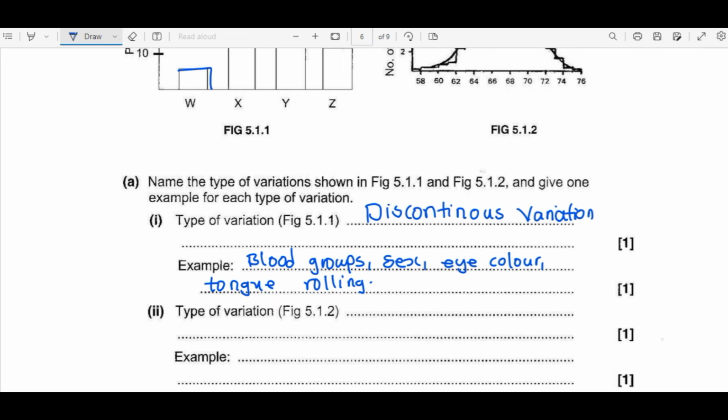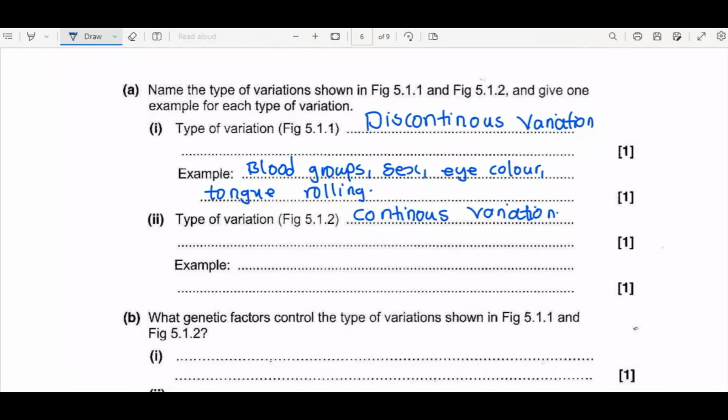Then the type of variation for figure 5.1.2 is continuous. So for continuous variation, it's hard to see the difference. For example, we have height, then we have body mass or body size.